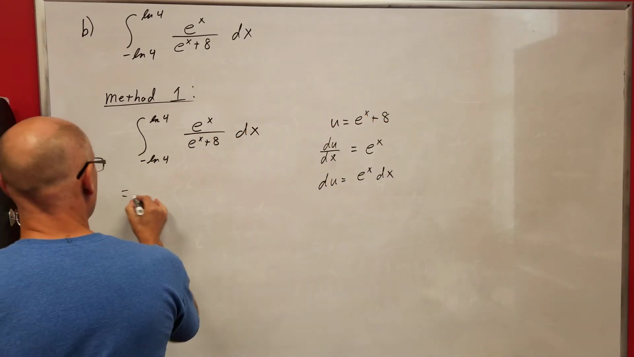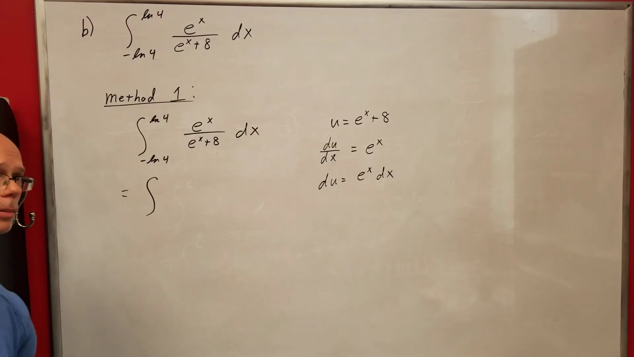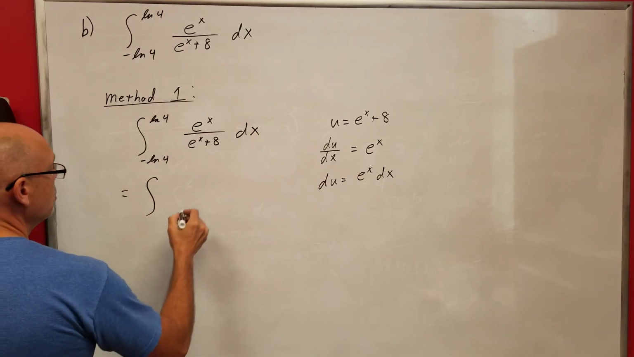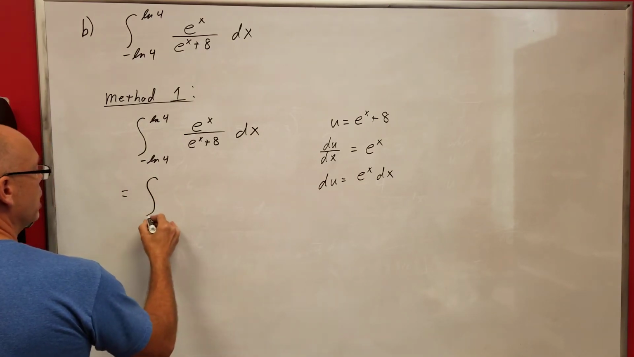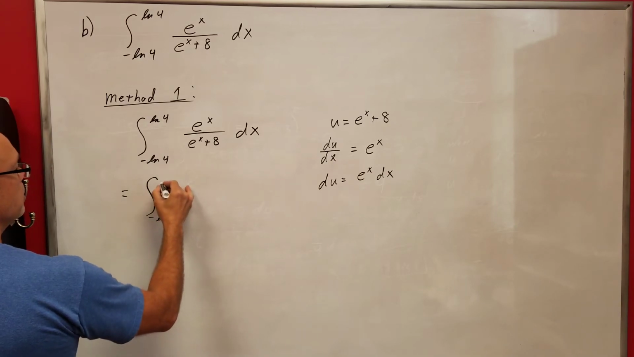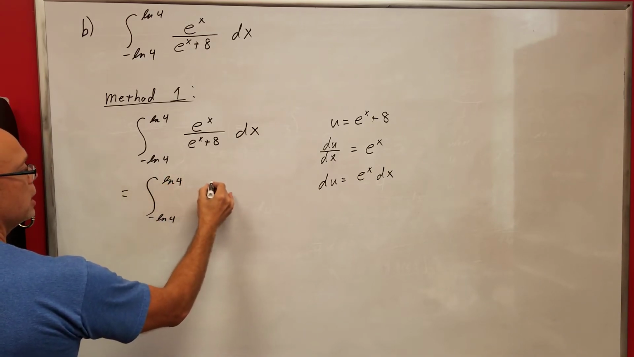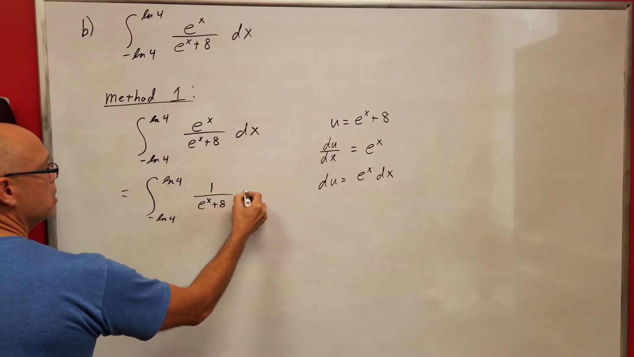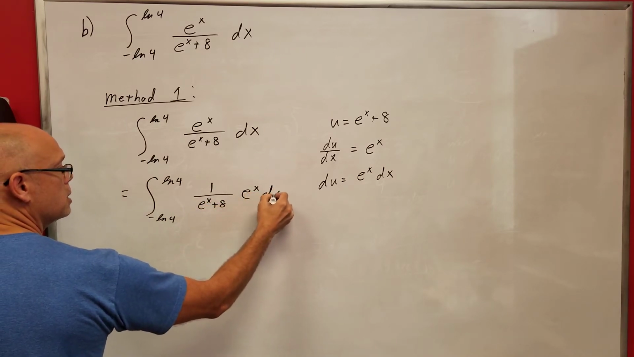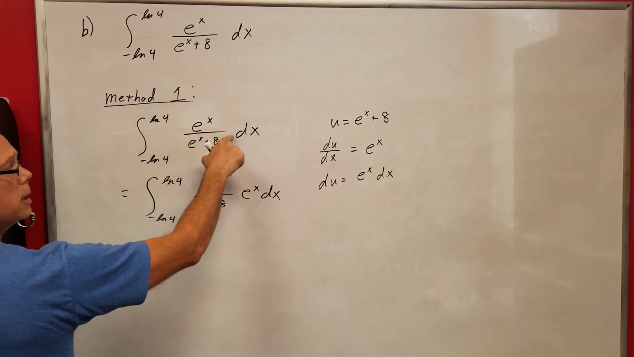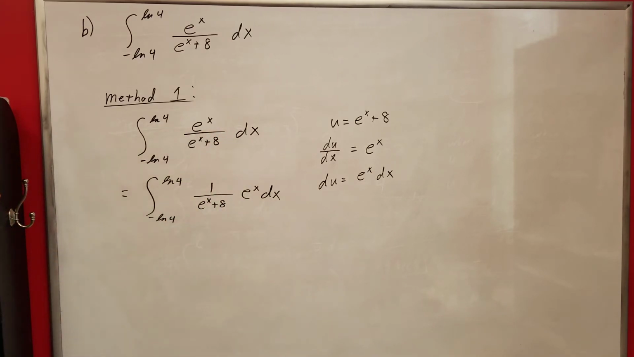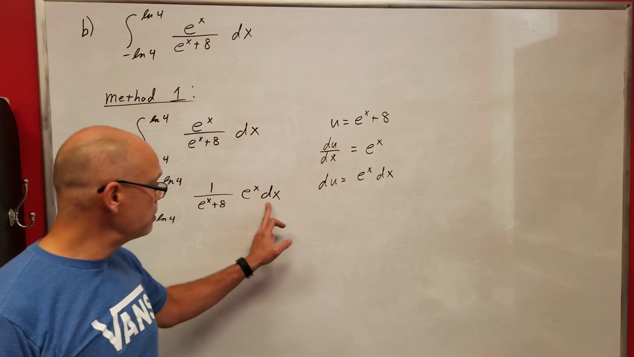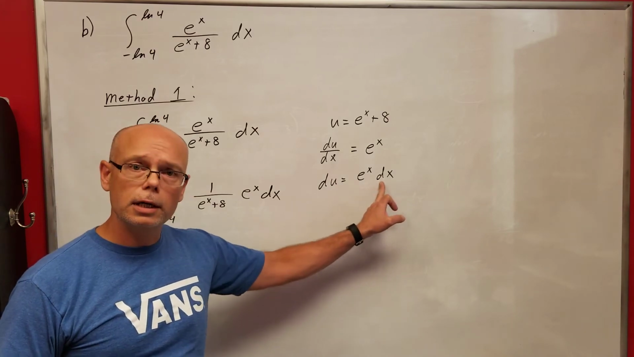So right here, we're going to lose our limits of integration. Let me do a rewrite real quick before I lose my limits of integration. I like to write this as 1 over e to the x plus 8 times e to the x dx. In other words, I'm factoring this e to the x to the side. And the reason why I do that is because I want this exact thing right here.